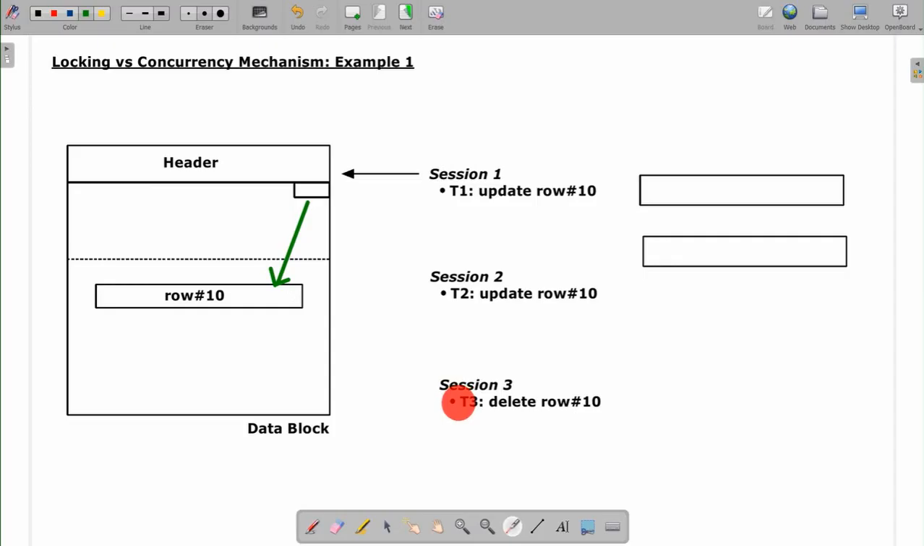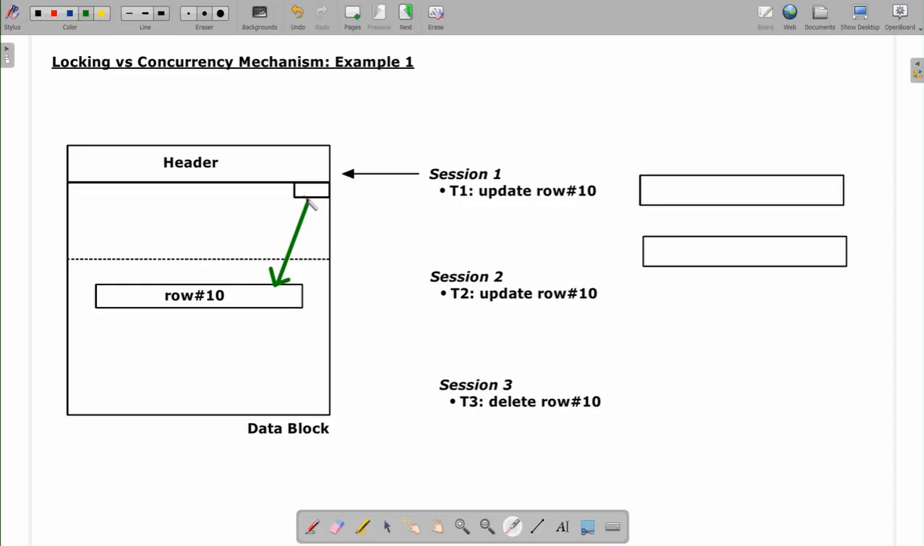Now what if session 3 issued a delete statement to delete the same row? Then what will happen? Same thing. The row is locked and status information is saved in the block header, so the session is blocked. As you can see, by keeping row status information in the block header, we can easily lock sessions until the transaction is complete.